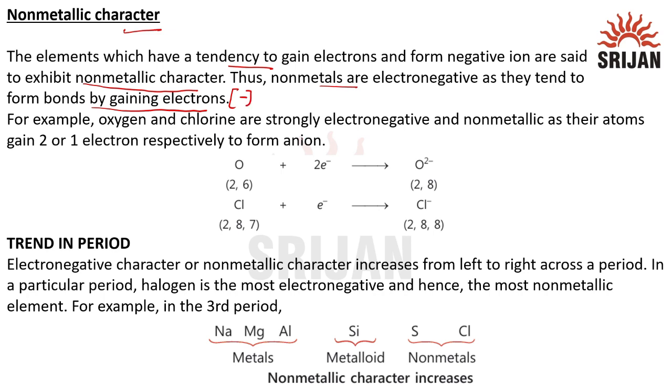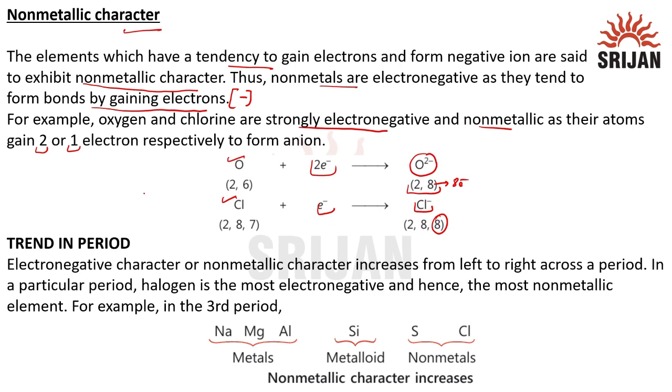For example, oxygen and chlorine are strongly electronegative and non-metallic as their atoms gain 2 electrons in the case of oxygen and 1 electron in the case of chlorine. Here you can see oxygen, by gaining 2 electrons, becomes O 2 negative because this is the stable state of oxygen, that means it has 8 electrons in the outermost shell, right? Here chlorine, by gaining 1 electron, becomes Cl 1 negative, that means it becomes stable by having 8 electrons in the outermost shell.